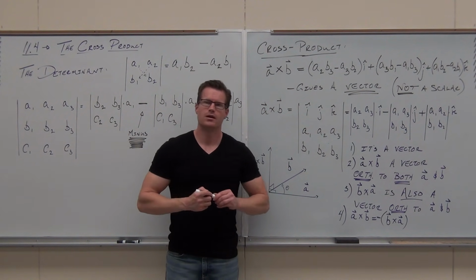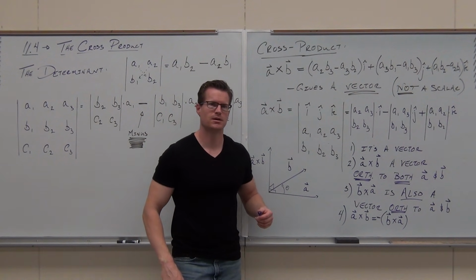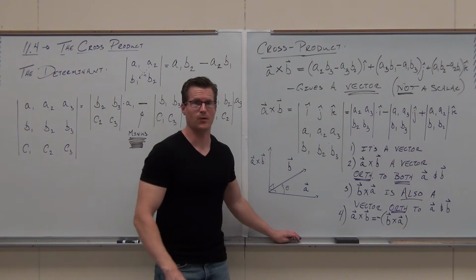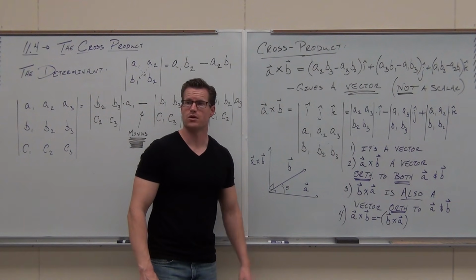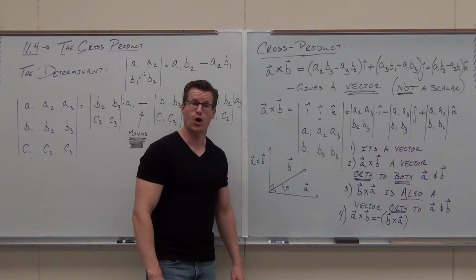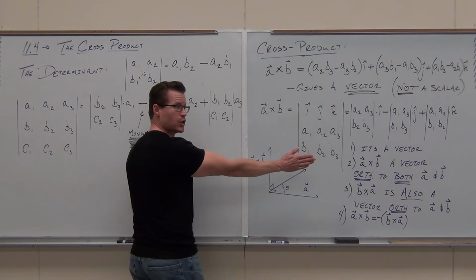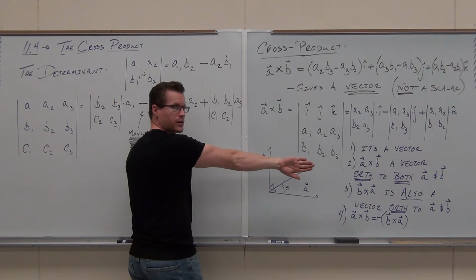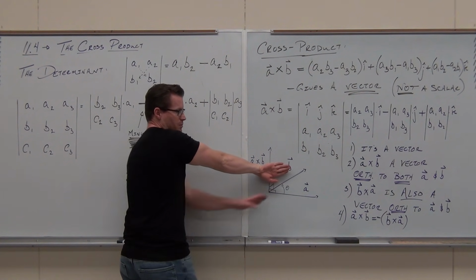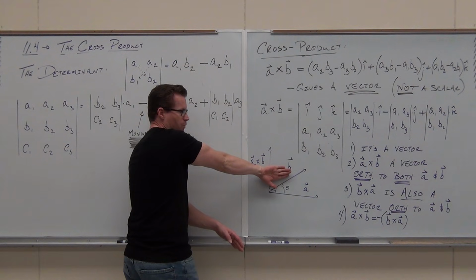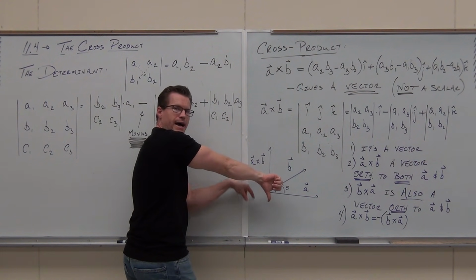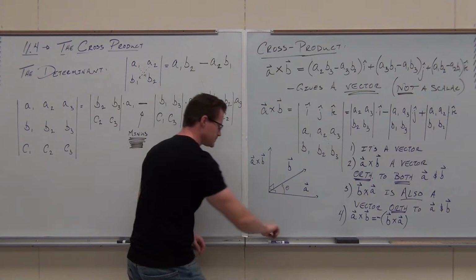Well, do you guys have flexible shoulders? That's what I need to know right now. I don't. So here's how you have to do B cross A. You have to put your hand on B with your palm open towards A. This is on B, palm opens towards A. When I close that from B to A, my thumb is pointing downwards. That's where B cross A points.